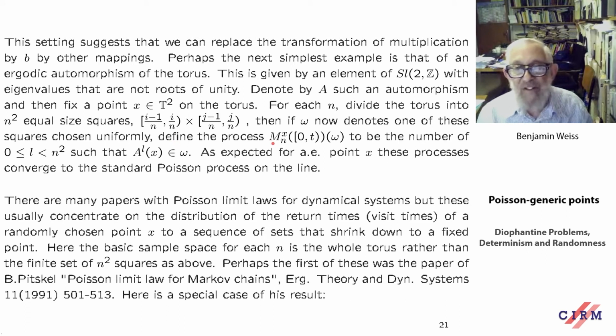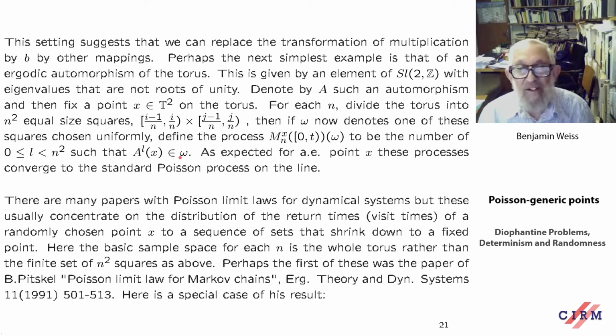Now we define a process just like we were doing before. X is the fixed point, n is the length of the orbit, t is the parameter for the process, and when you evaluate it on this finite probability space, which now has n squared elements, it's the number of indices L between 1 and n squared such that A to the L x is in omega. So the probability, this is measure preserving, the probability that you land in any square at any given time is exactly 1 over n squared. So the expected number of times you land in a given square is 1.